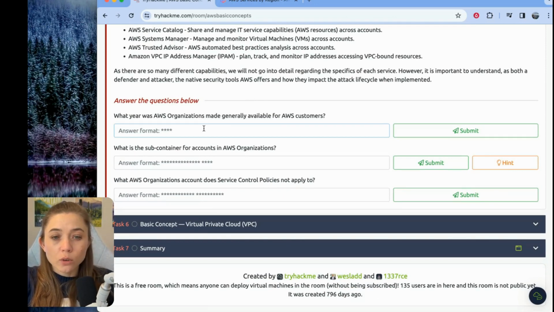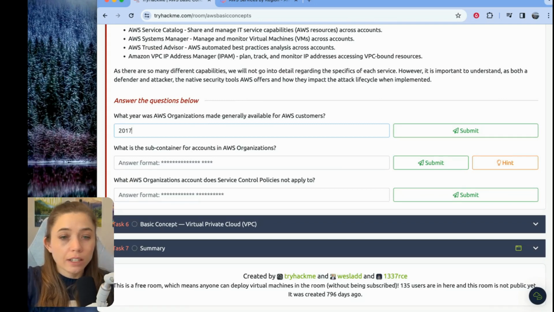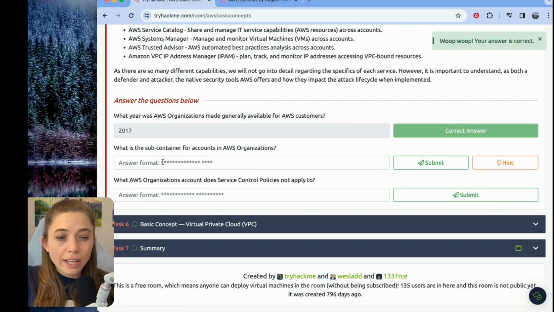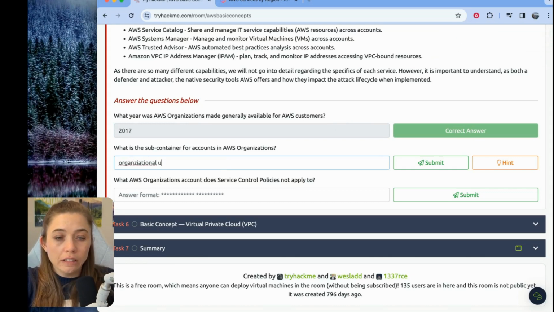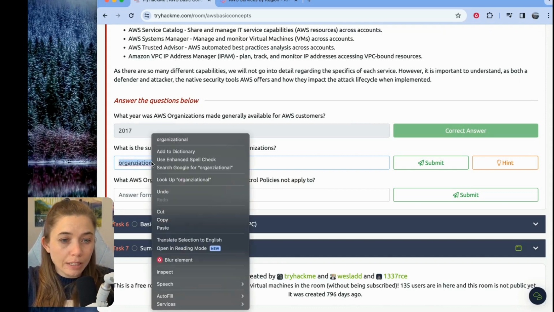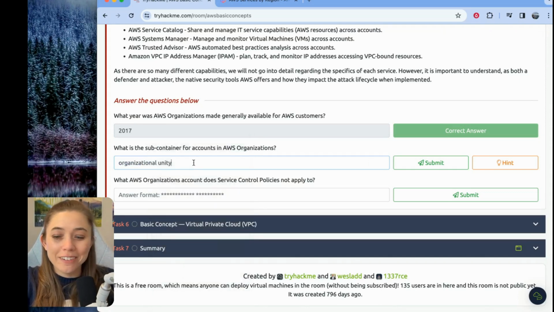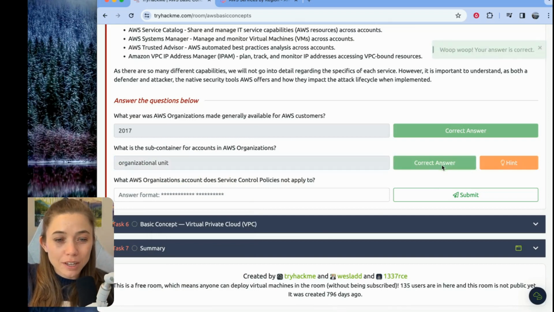What year was AWS Organizations made GA for AWS customers? So they said that was 2017, which I would not have known. Brilliant. What is the subcontainer for accounts in AWS Organizations? So that will be an organizational unit, if I can spell it correctly. Every time I try and spell anything, it will be very embarrassing for me. So let's hit submit.